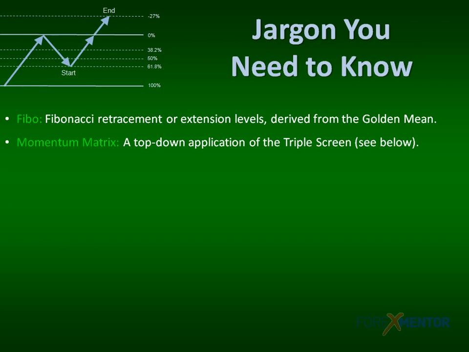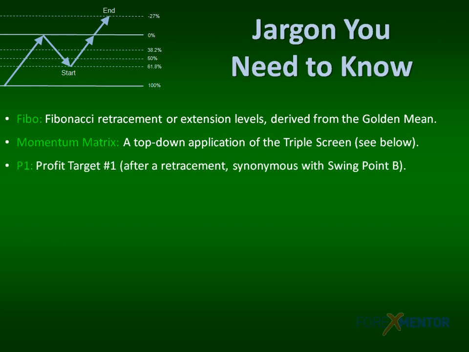It's just simply a top-down application of the triple screen methodology, grouping together consistent momentum readings on 3 consecutive time frames, all the way from the monthly chart right on down to the 5-minute chart. Various possibilities within that spectrum. P1 stands for take profit level number 1. We use 2 different profit targets, which are both derived from Fibonacci-based levels.